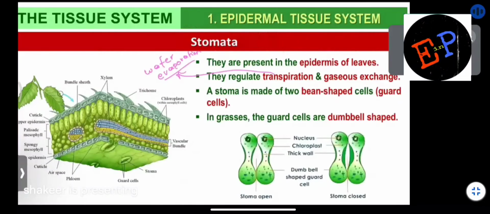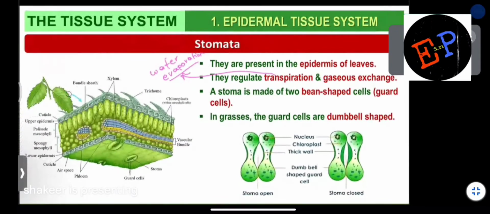Then we study stomata. What is meant by stomata? They are present in the epidermis of the leaves. They regulate transpiration and gaseous exchange. What is meant by transpiration? Transpiration means what?